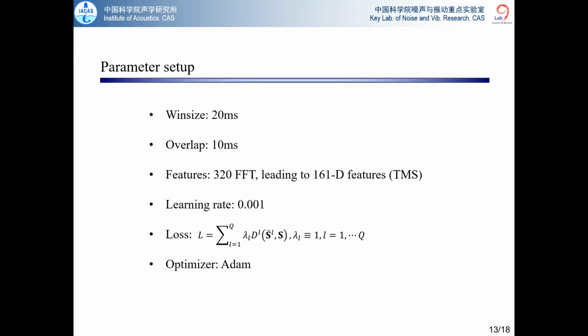The parameter setup is given as follows. The window size is 20 milliseconds with 50% overlap. 320-point FFT is used, and the TMS is the feature for both input and output. Because we use multiple stages, we use the combined loss function, and the loss coefficient lambda_i, for i equal to 1 to Q, is set to 1. It means that the same emphasis is given to each stage.